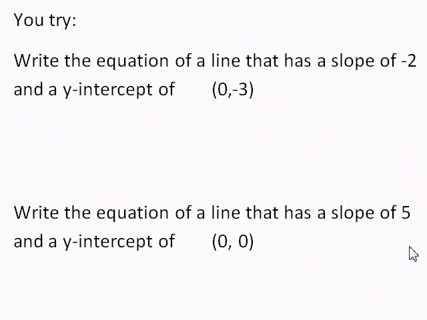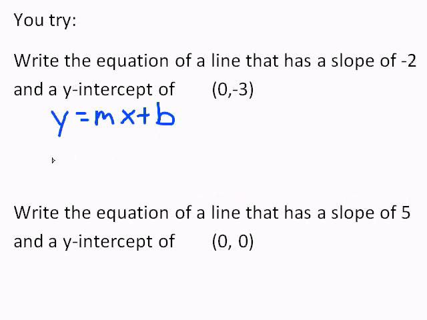Go ahead and try on your own to write the equations of the lines that have the given information. Please press pause, and when you're ready to see the answer, please press play. When trying to work out these problems, hopefully you remember that you need to know two pieces of information. You need to know m and b. It's helpful to write down the slope-intercept form before you ever get started.